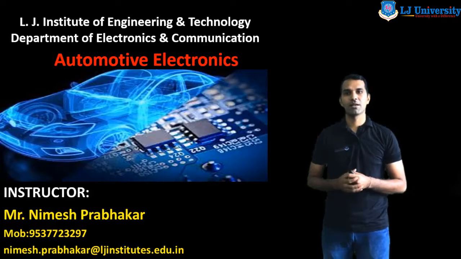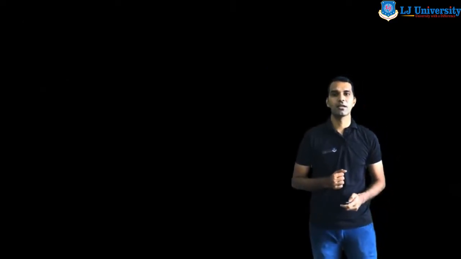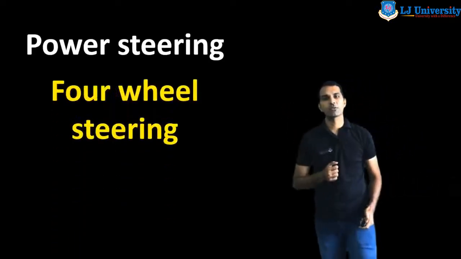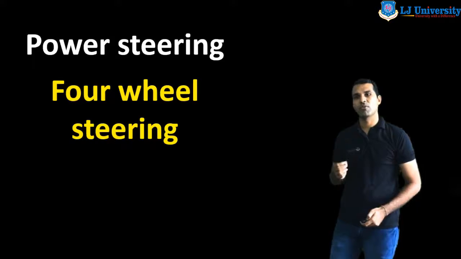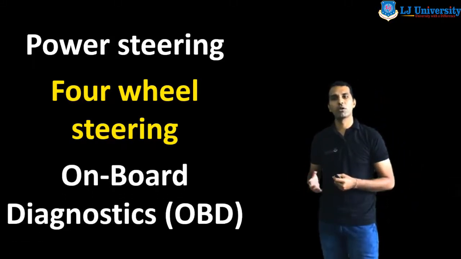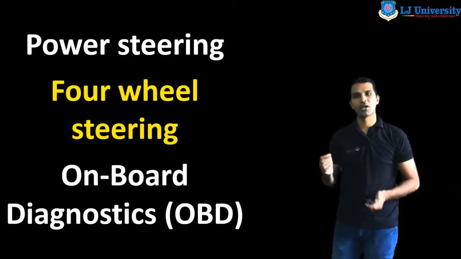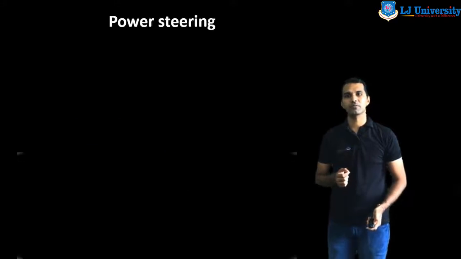In my previous lecture, I discussed the anti-lock braking system, that means ABS, and we also discussed the electronic suspension system. Now, in this lecture, we will discuss power steering. Then the next topic is four-wheel steering, and lastly we will discuss onboard diagnostics, that is OBD. So we start with the first one, power steering.